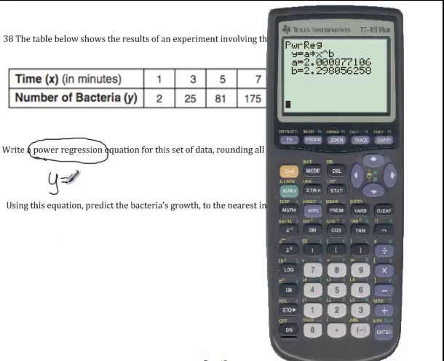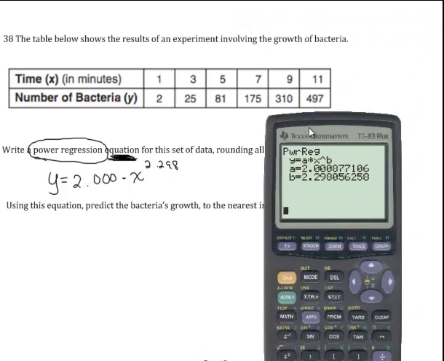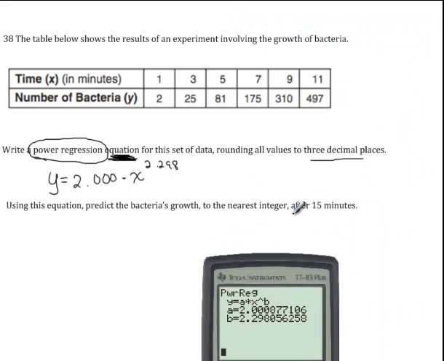All right, so y equals, make sure you write y equals because it says an equation, so it has to have an equal sign. 2.000 times x raised to the 2.298. Okay, use this equation to predict the bacteria's growth to the nearest integer after 15 minutes.